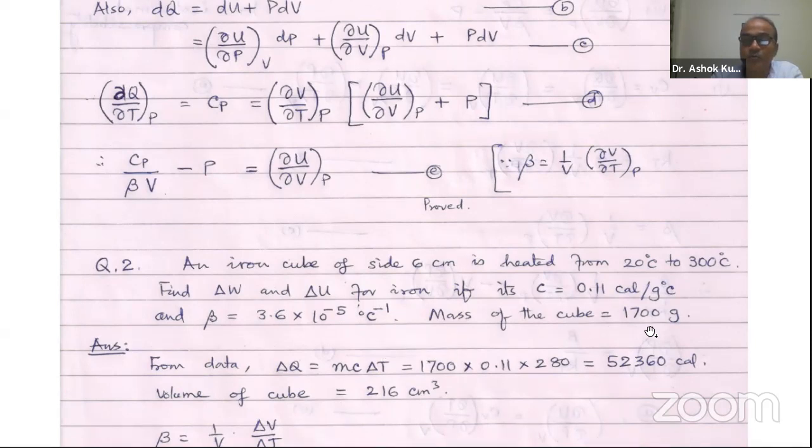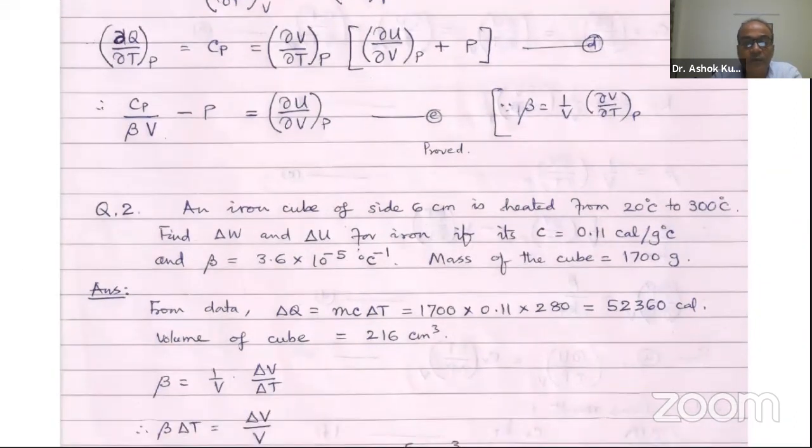The mass of the cube is 1700 gram. Okay, so we have the side, so the volume we can find out: 6 into 6 into 6 centimeters. Now from the data, dQ is mcΔT formula, so we put the values and we get 52360 calorie. In one book I found that it is 52,000 calorie, they have done the sum total.